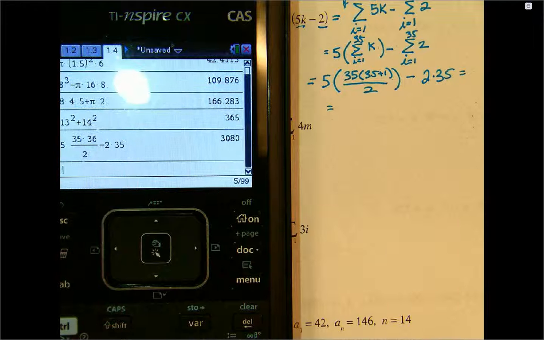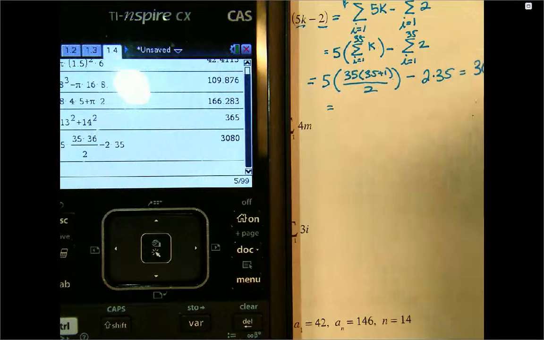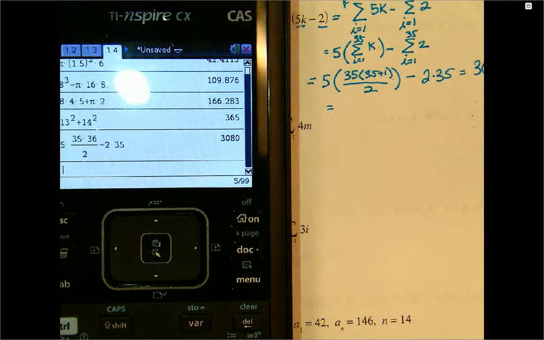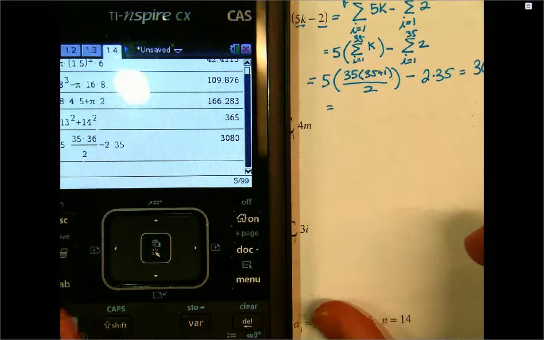All right, now we got an answer for this guy of 3,080 by just taking this and plugging it into the calculator. So this guy was 3,080.